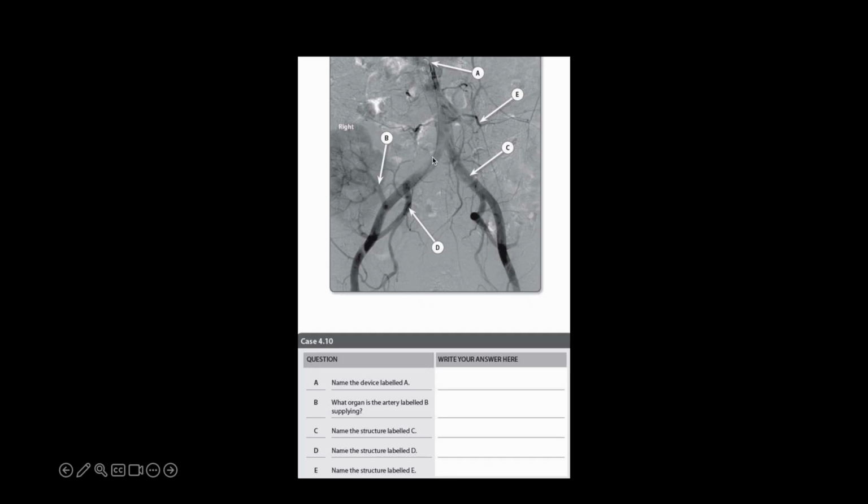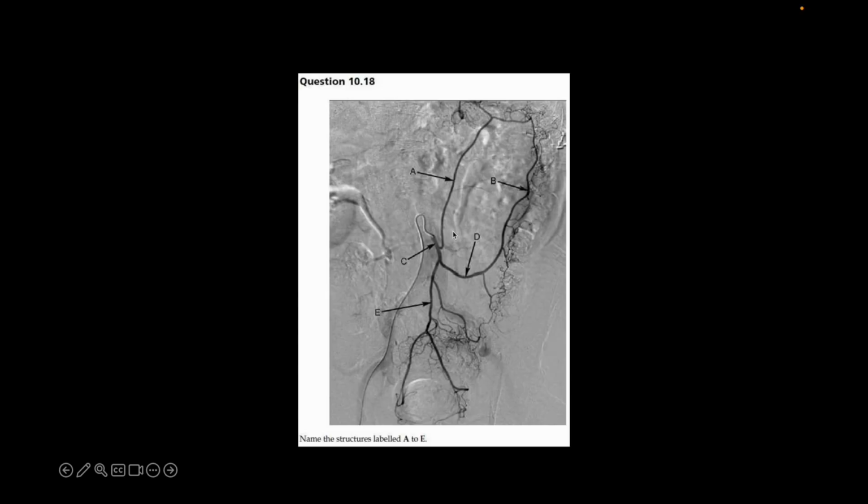So aorta, common iliac artery, external iliac artery coming into the femoral artery, and then you've got the internal iliac artery here, which has several branches.